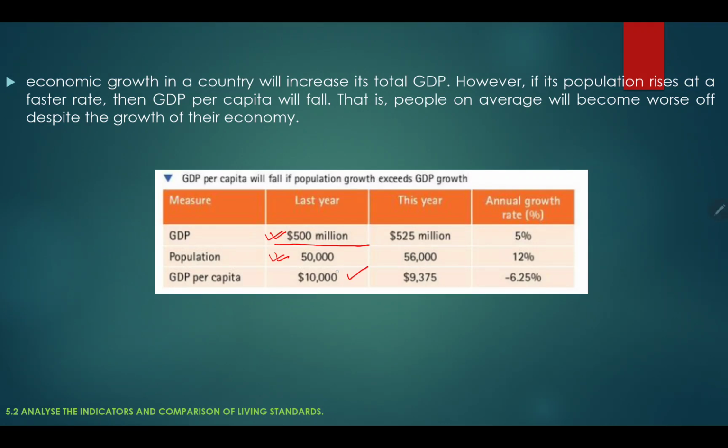So we have GDP per capita, for example, for this year, then for the next year. What we notice here is that there is a decrease in the annual growth rate.